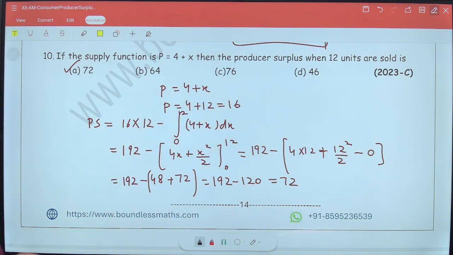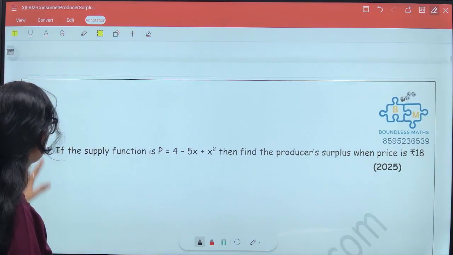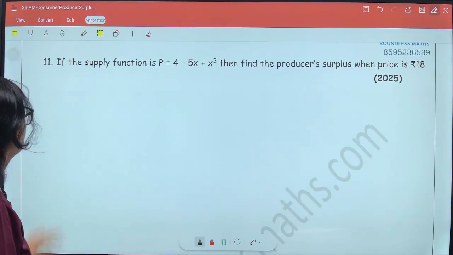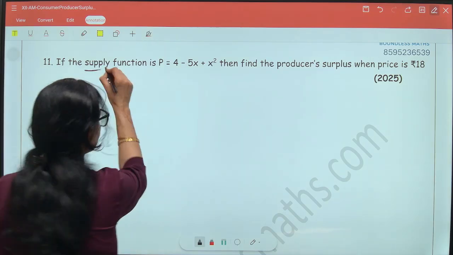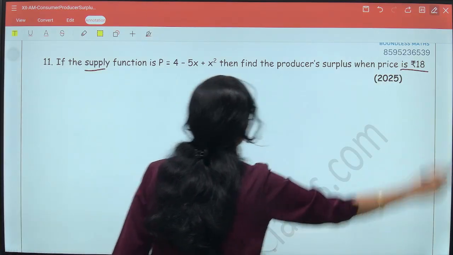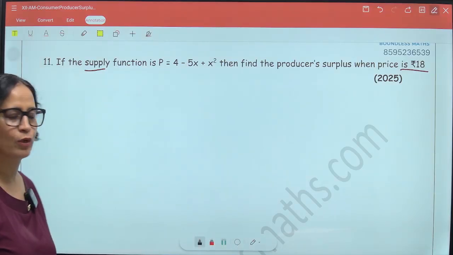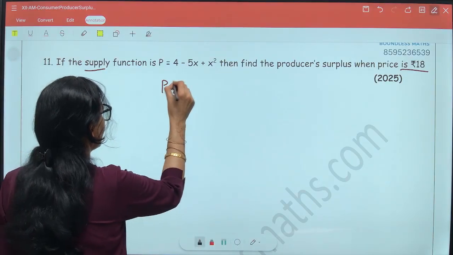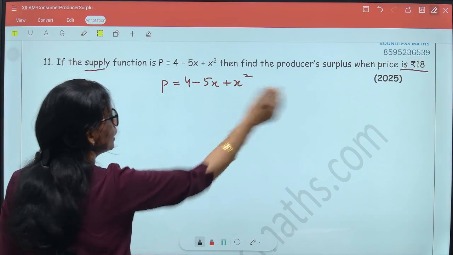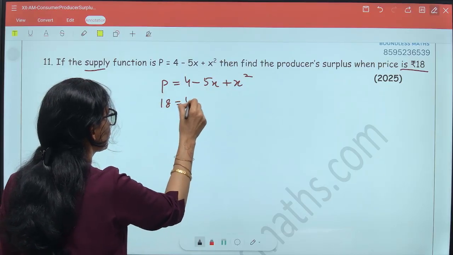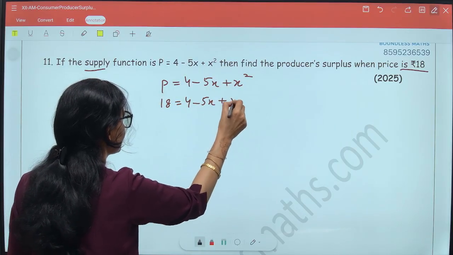Done? Great. So let's move to the next question. This is the last question. So let's focus here and finish it fast. If the supply function is given to you, then find the producer surplus when the price is rupees 18. The supply function is already given to you and the price is given to you. You need to first find the quantity. So let's write the function first: 4 minus 5x plus x square. Put P as 18. 18 is equal to 4 minus 5x plus x square.